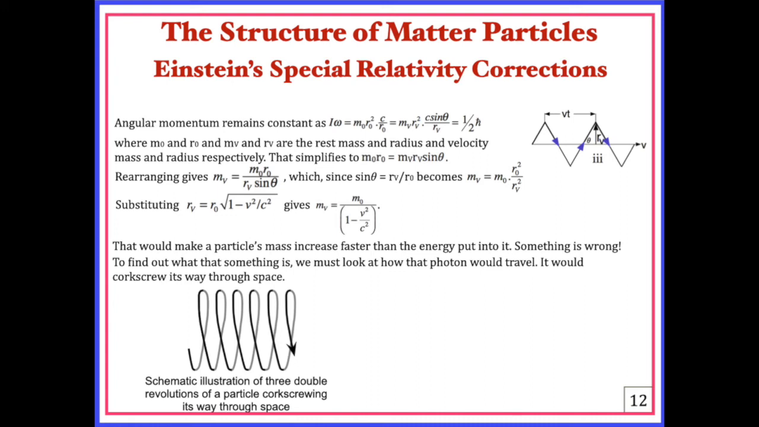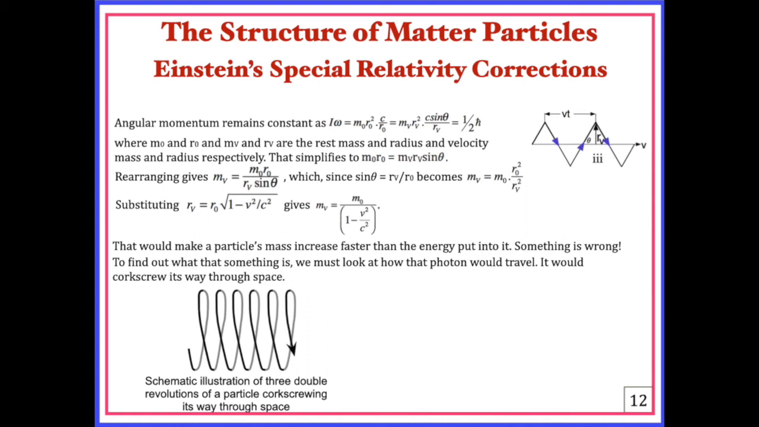Rearranging gives mv equals m naught r naught over rv sine theta, which, since sine theta equals rv over r naught, becomes mv equals m naught times r naught squared over rv squared. Substituting rv equals r naught times the square root of 1 minus v squared over c squared gives mv equals m naught over 1 minus v squared over c squared. That would make a particle's mass increase faster than the energy put into it. Something's wrong.